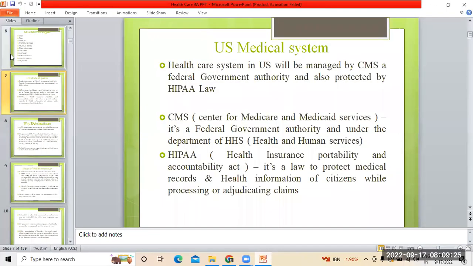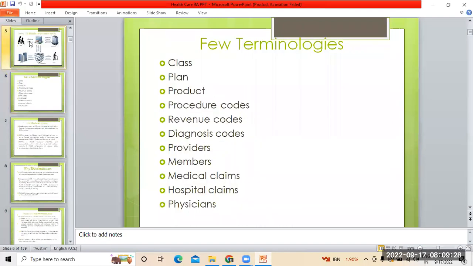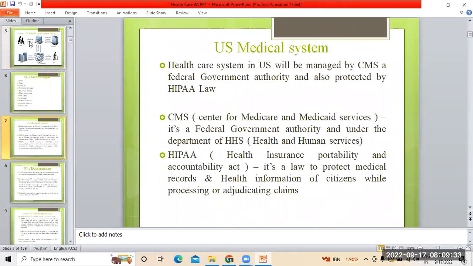Right. So what we have discussed is the introduction to the US healthcare system, wherein this is all about three different things. As I think yesterday we discussed, when we talk about the US medical system, it is all managed by CMS, which is the Centers for Medicare and Medicaid Services. This Centers for Medicare and Medicaid Services will be looking after the activities under the Department of HHS, Health and Human Services.